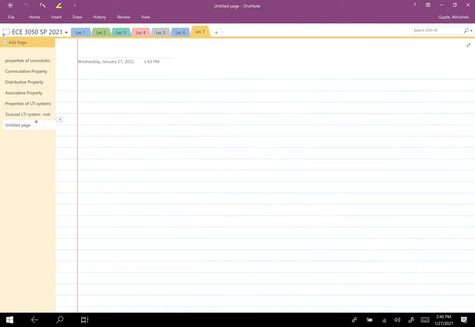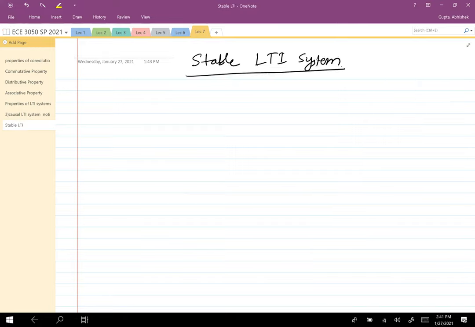Okay. Let's move on to the final property, which is stability. Okay. So let's look at it. The definition of stability was, this is a slightly more complicated concept. The definition of stability was bounded input gives bounded output.